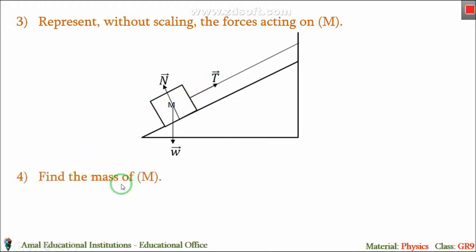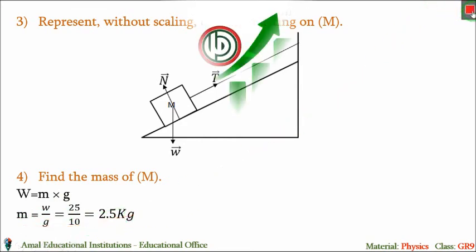Find the mass of M. To find the mass of the block M, we must use the rule of the weight force, which is weight equals mass times gravity. The mass is then equal to weight divided by the gravity. The weight is equal to 25 Newton and the gravity is given equal to 10 Newton per kilogram. Thus, the mass will be equal to 2.5 kilogram, its SI unit.